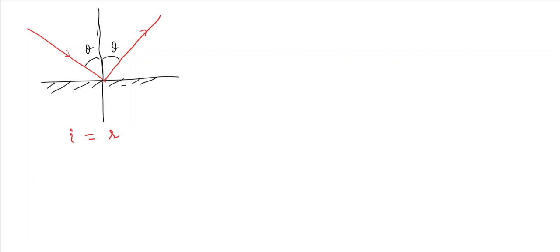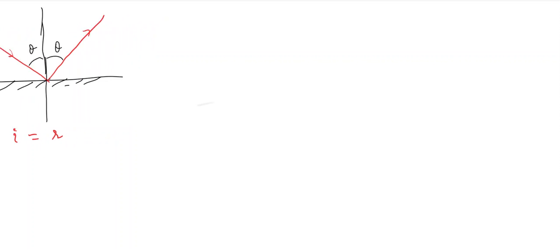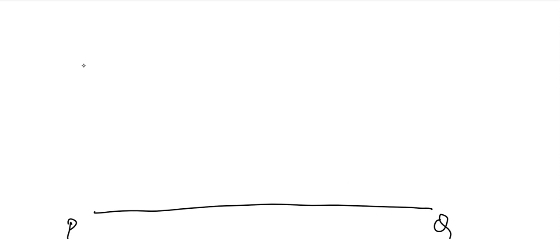So today, with the help of the wavefront concept, we will try to prove that the angle of incidence and angle of reflection are the same. So let us consider a reflecting surface, say PQ, and let us assume that there is a wavefront AB approaching our reflecting surface PQ. So this is the reflecting surface, and AB is a wavefront.